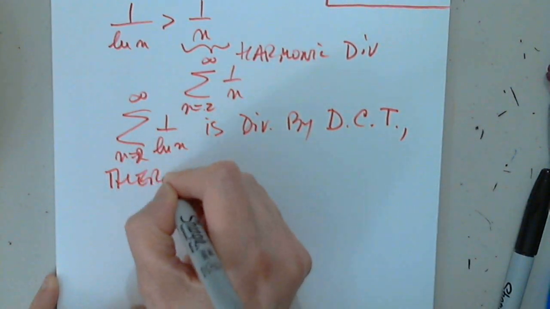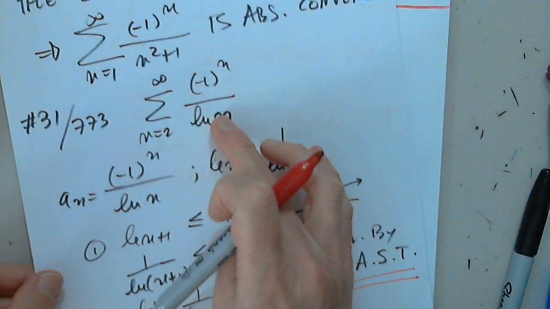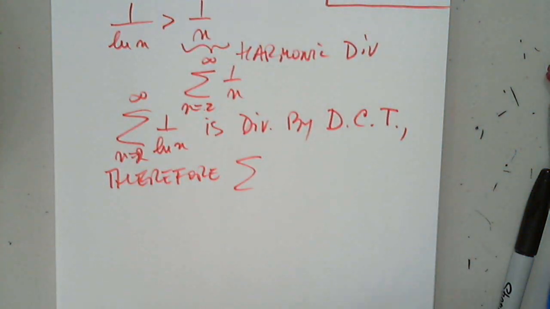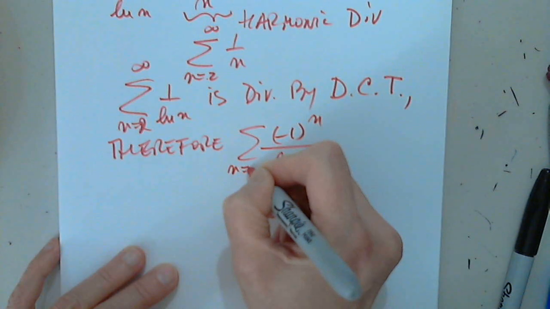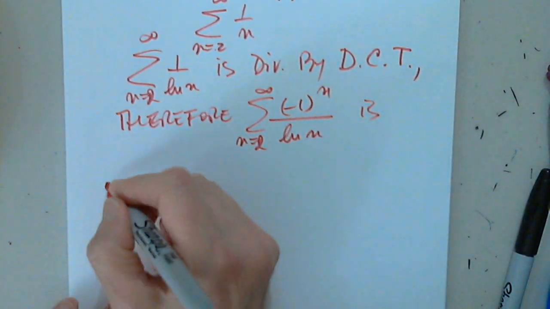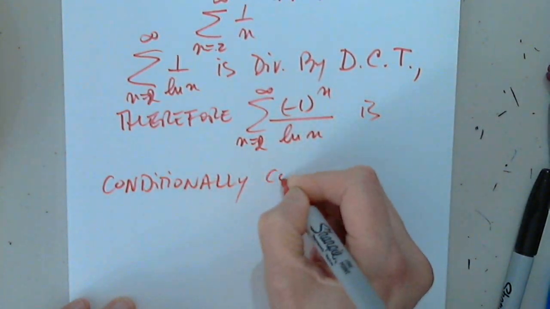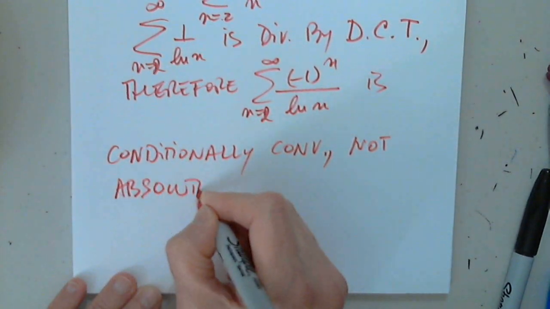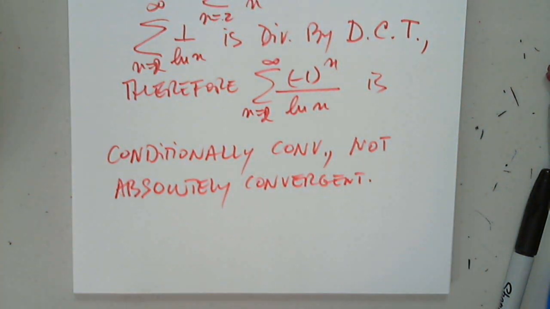Therefore, the original series, this one, is only conditionally convergent, not absolutely convergent. So we had the sum of -1 to the nth power over natural log n, n equals 2 to infinity, is conditionally convergent, not absolutely convergent. Good, and that was 27 and 31.